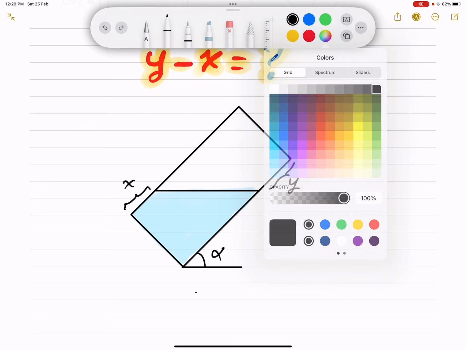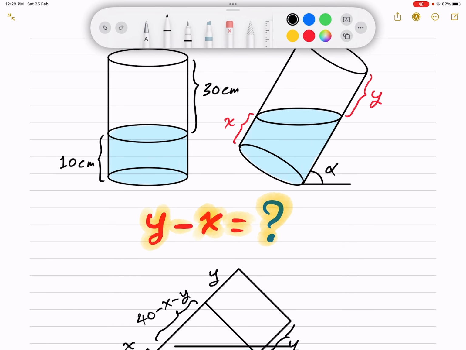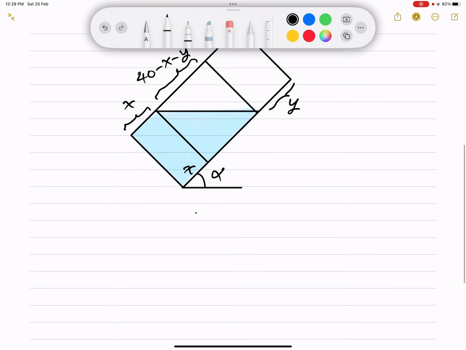Now, if I connect this line here, that would also be x, and if I connect this line here, that would also be y. So the remaining length here is basically 40 minus x minus y. Now the volume of the cylinder on the left-hand side is the area of the circular base multiplied by the height, which is 10 centimeters. Let's assume that the radius is a. That's unknown to us, but let's assume it a.